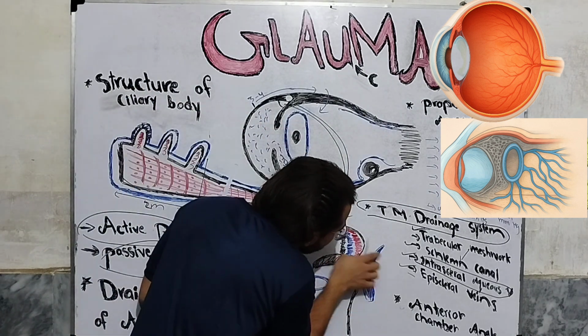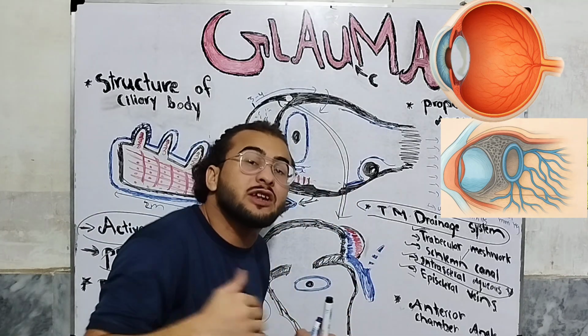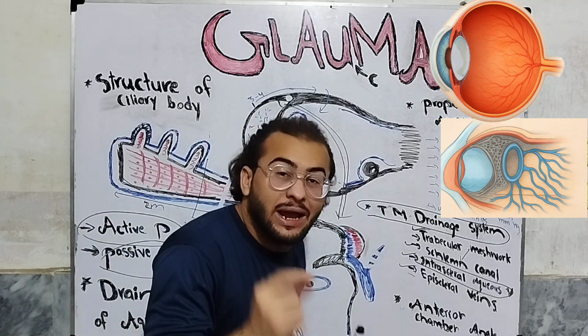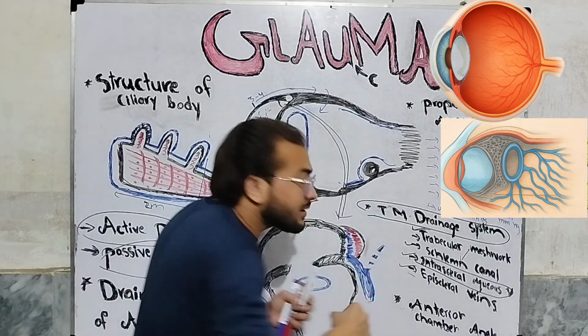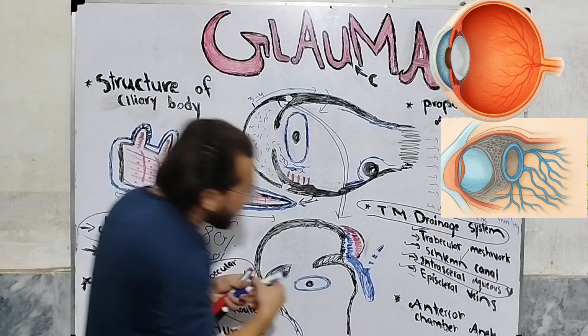Okay, we have veins in the sclera, and these drain this aqueous humor. That's why they are called aqueous veins. And these are in the sclera, so they are intrascleral aqueous veins. Okay, they will drain this fluid.